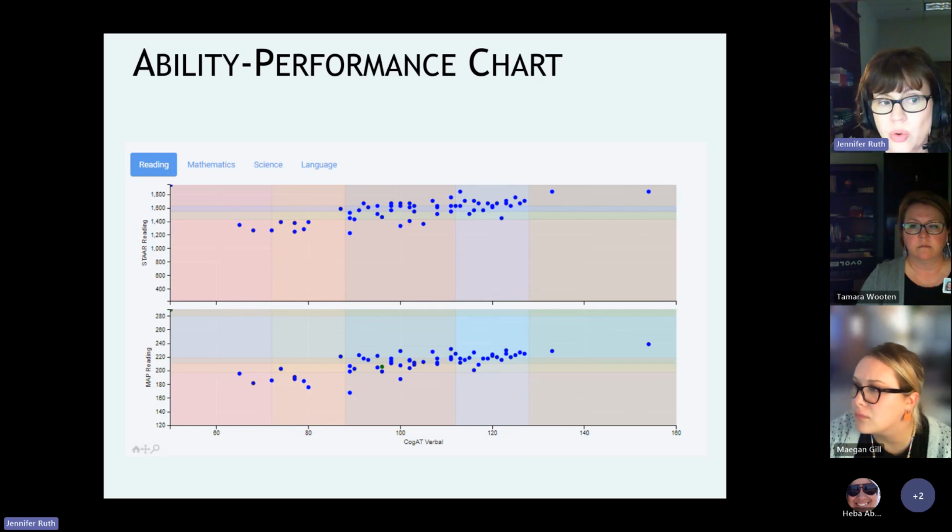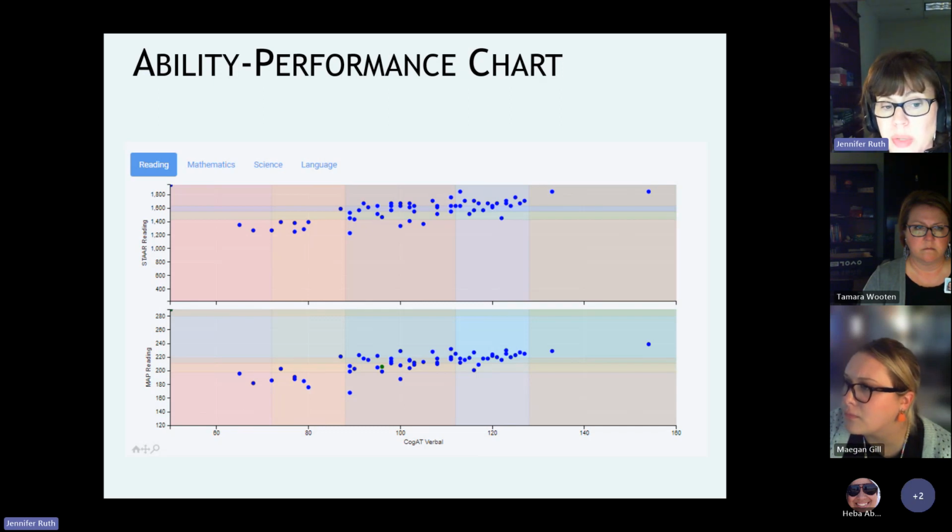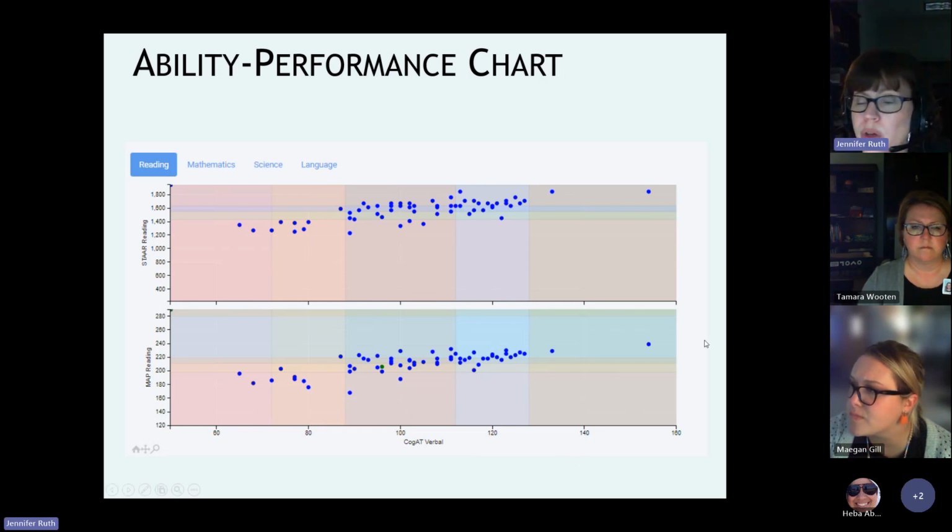Yes. So let me go through the subjects and the CogATs again, and thank you for asking. Reading, MAP, and STAR go with CogAT verbal. Math, MAP, and STAR go with CogAT quantitative. And then science, STAR, and MAP go with CogAT nonverbal. So that way you can see how those cognitive ability pieces match with achievement. Okay. Thank you guys for asking questions. That helps. And if you have other questions, please let me know.